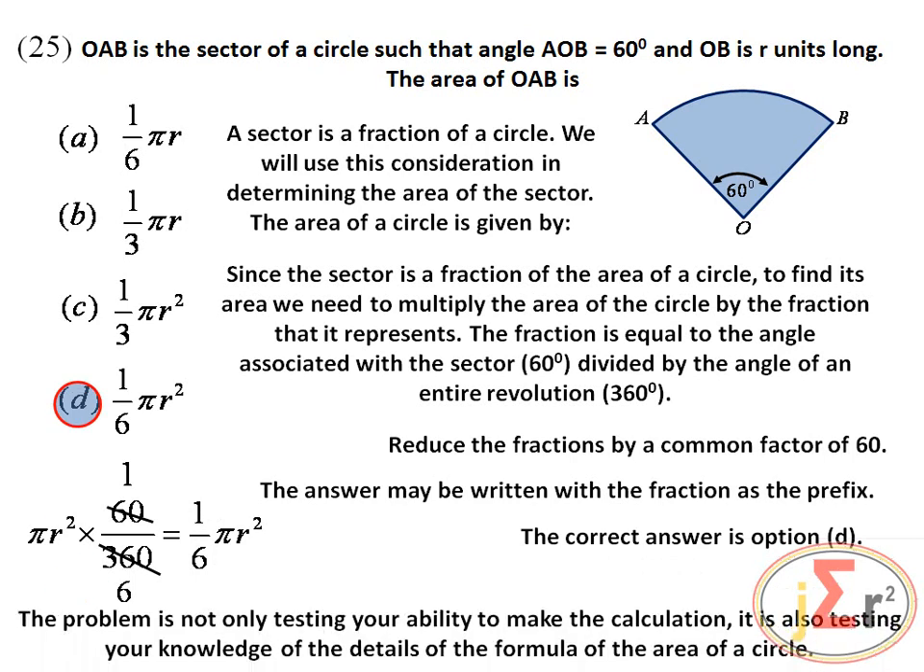The problem is not only testing your ability to make the calculation, it is also testing your knowledge of the details of the formula of the area of a circle, because some students may use pi r instead of pi r squared and end up with this one, and some may use 2 pi r squared, then you will get this one, and so on.